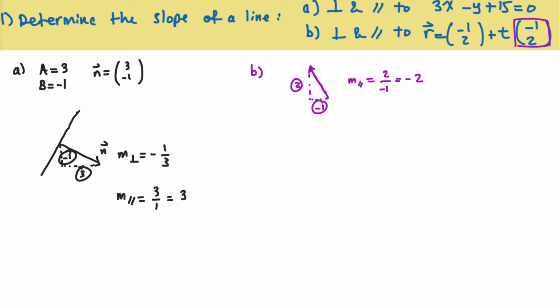And a line that is perpendicular to this would have a slope which is the negative reciprocal of this. So taking a negative of this, we will get 2 over 1, and taking the reciprocal, we get 1 over 2.